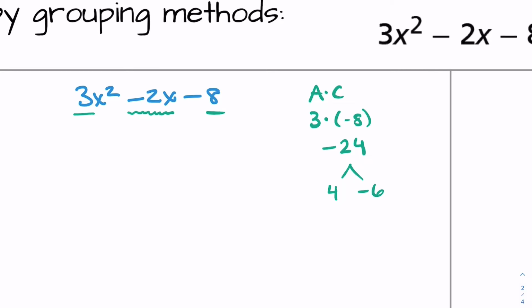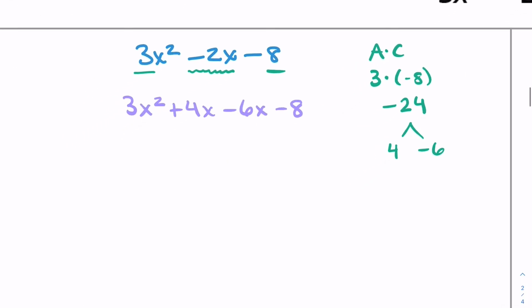So I'll break this into 3x squared plus 4x minus 6x minus 8. Remember, you can interchange this. When you do factor by grouping the traditional way, you don't need to worry about how the 4 and 6 are placed. The 4 and the negative 6 could switch positions if we wanted. So here I'll factor out what's in common, which is x, which leaves me with 3x plus 4.